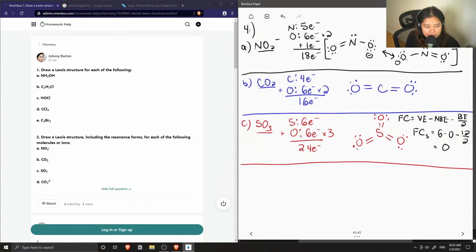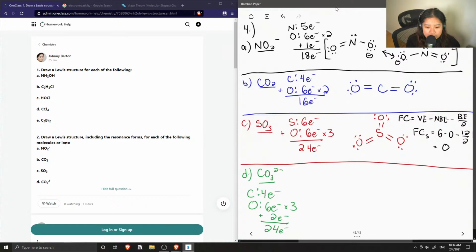And now let's do our last ion, which is CO3 2-, the carbonate ion. Carbon has 4 valence electrons, in the same format. Oxygen has 6, and we have 3 oxygen atoms, so we multiply that by 3. And the overall 2- charge of the ion tells us we need to add an additional 2 electrons to the structure, giving us a total of 24 valence electrons.